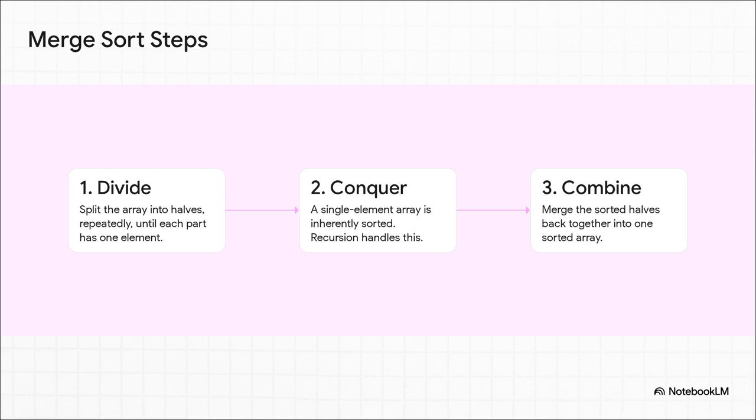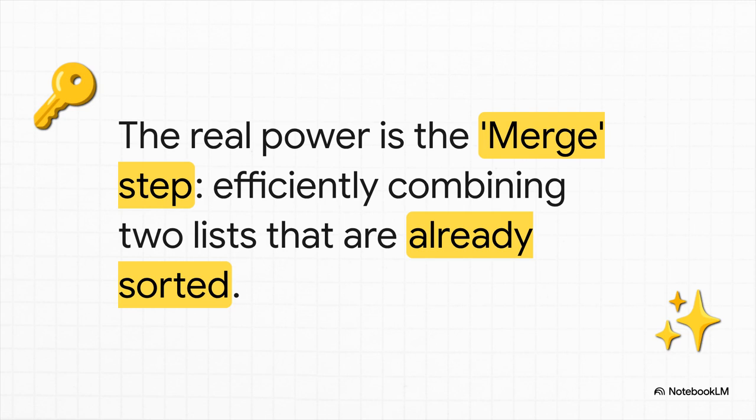I mean, a list with just one item is already sorted, right? It's the base case, and recursion handles all of that splitting for us automatically. But now we have all these tiny sorted lists. How do we get back to one big sorted list? Well, that brings us to the most important part. The real magic, the secret sauce, happens in the combine step.